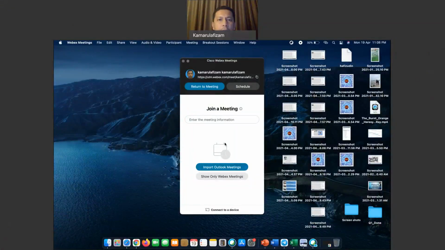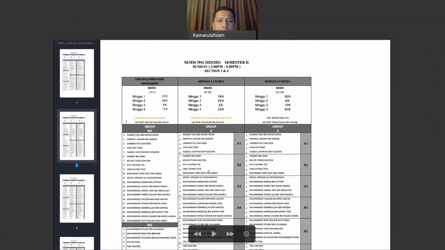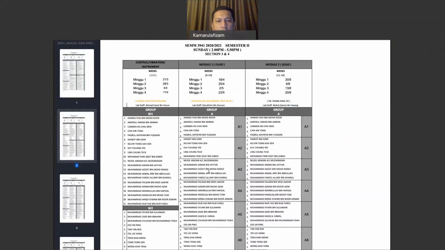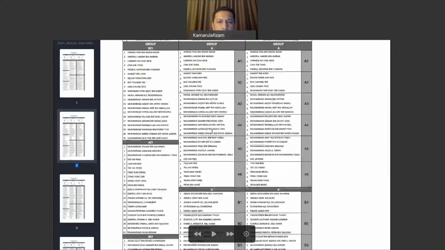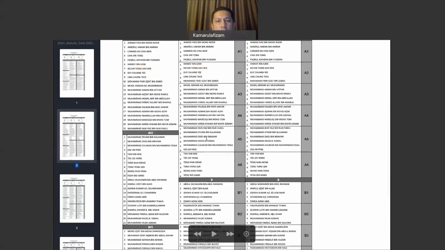Sharing the screen. Basically, this is for sections 3 and 4. Originally, you are under the supervision of Professor Sharulai. I will be running this lab on behalf of him, basically. All right, and the lab staff here is Mr. Darul Hilmi. So you can see from here, you are grouped into group A and B, where you have 6 groups in group A and another 6 groups in group B.